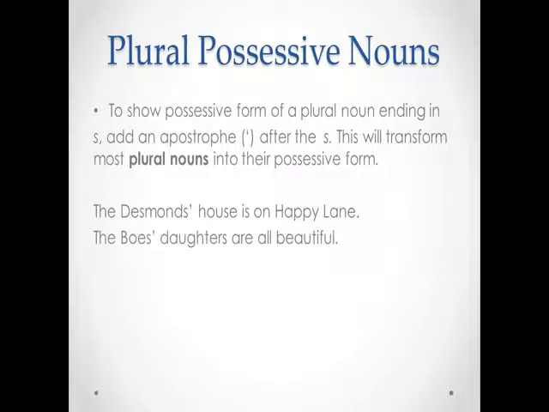The Beaus' daughters are beautiful. So here we're talking about the Beaus having daughters, and they're all beautiful. So the Beaus' daughters, you're making this possessive by putting the apostrophe after the S.